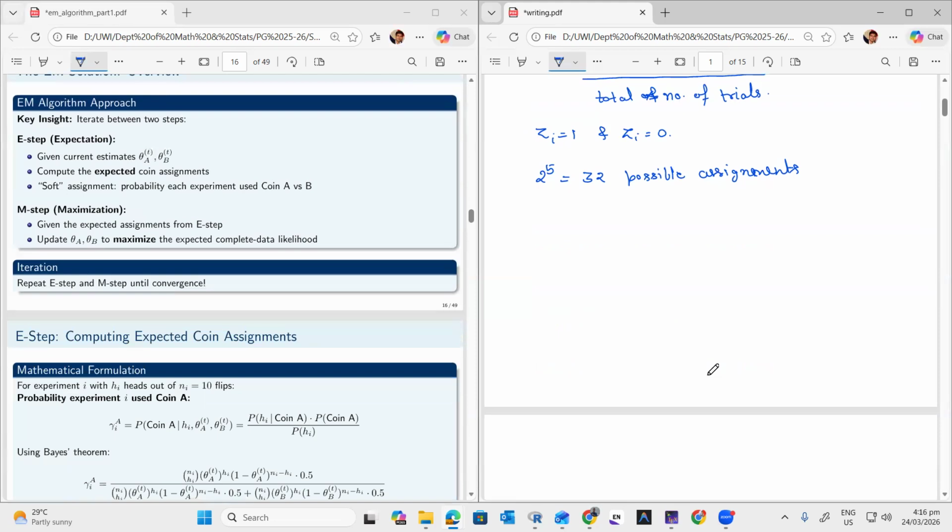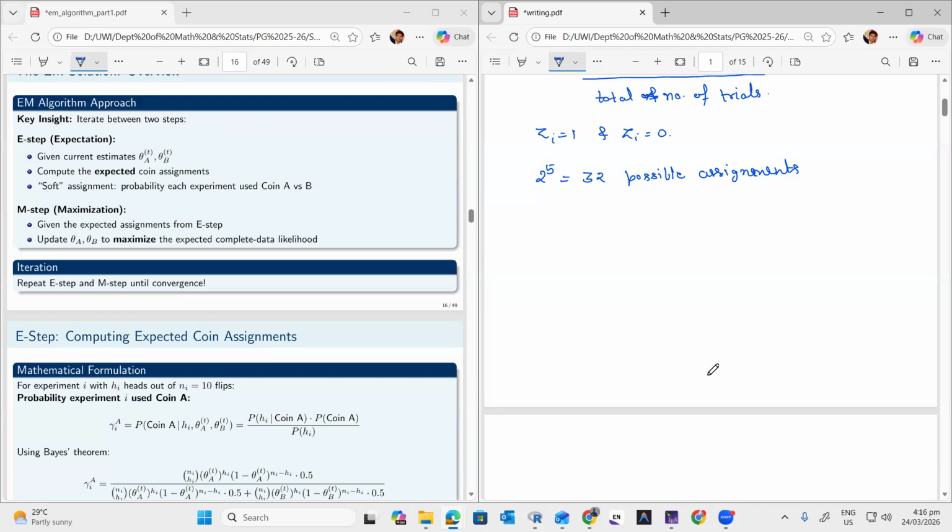So in the EM algorithm, we have two steps. First is the E step, that is called the expectation step. So we are going to compute the conditional expectation of the hidden variables given the observed data and the current parameter values. And then we have the M step, that is called the maximization step. So here we are going to maximize the expected complete data log likelihood with respect to the parameters. And we are going to repeat this algorithm till we converge.